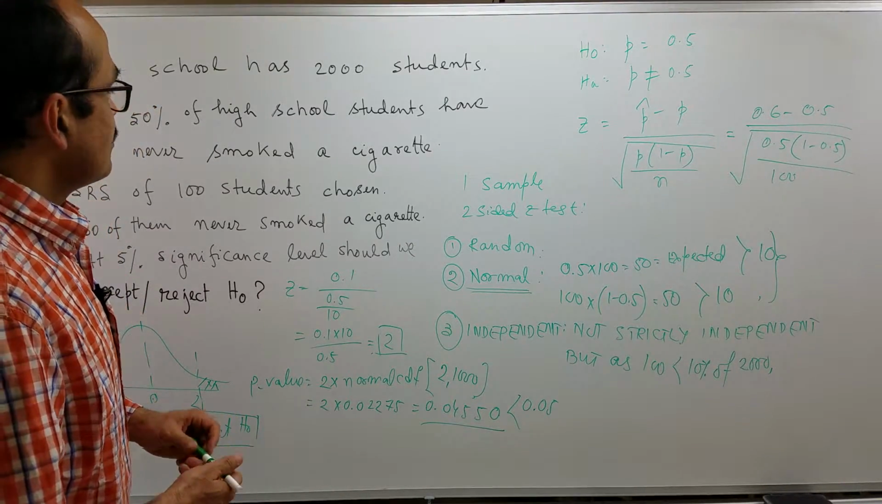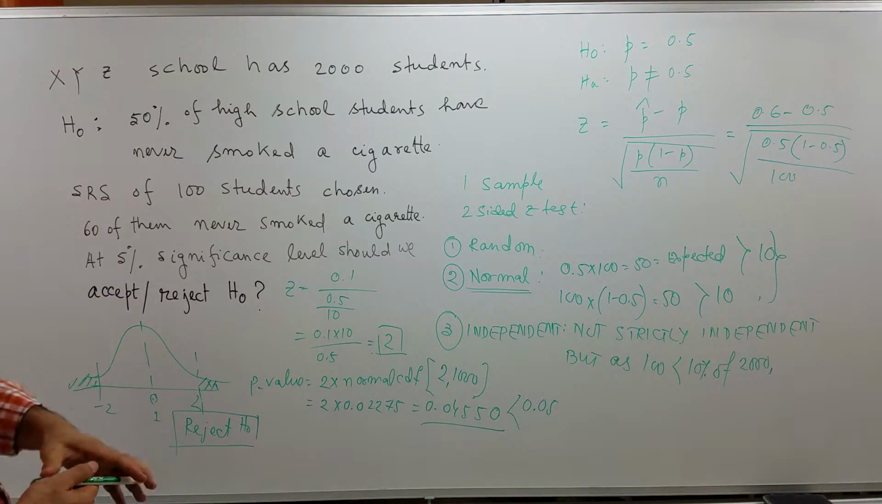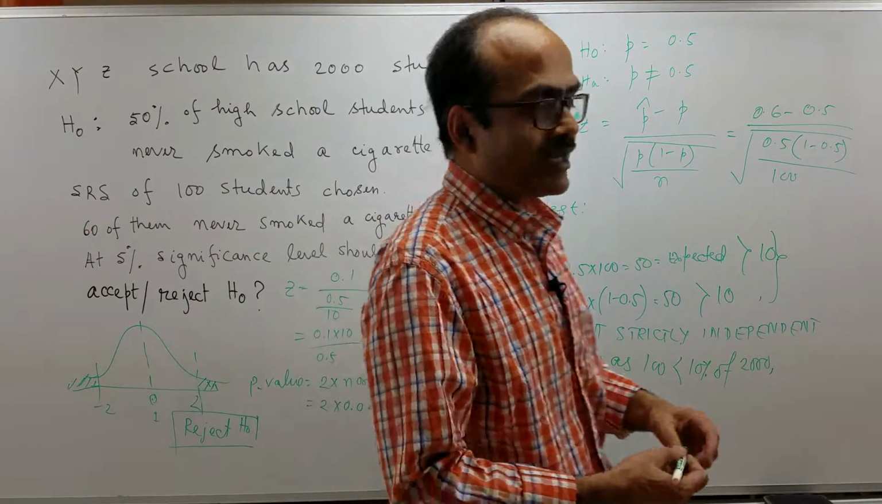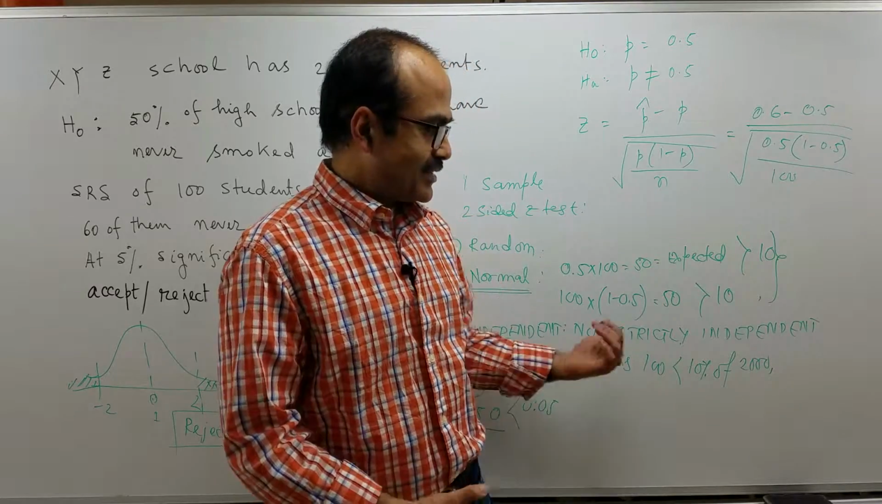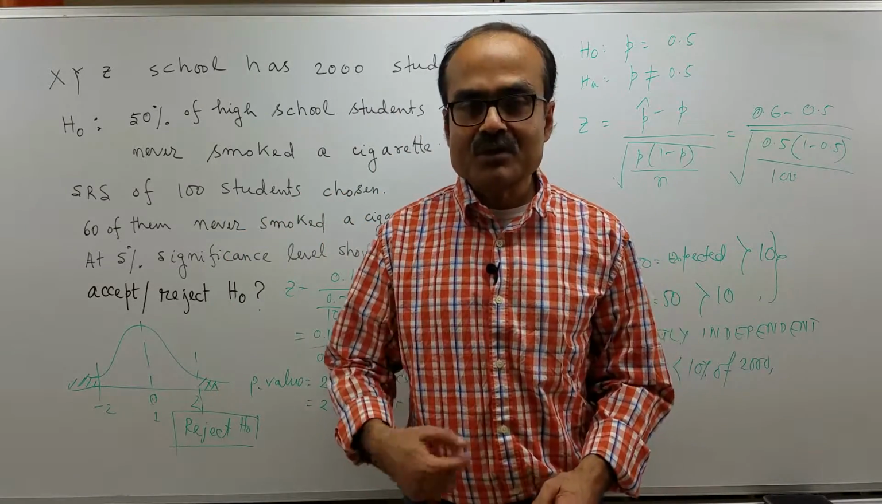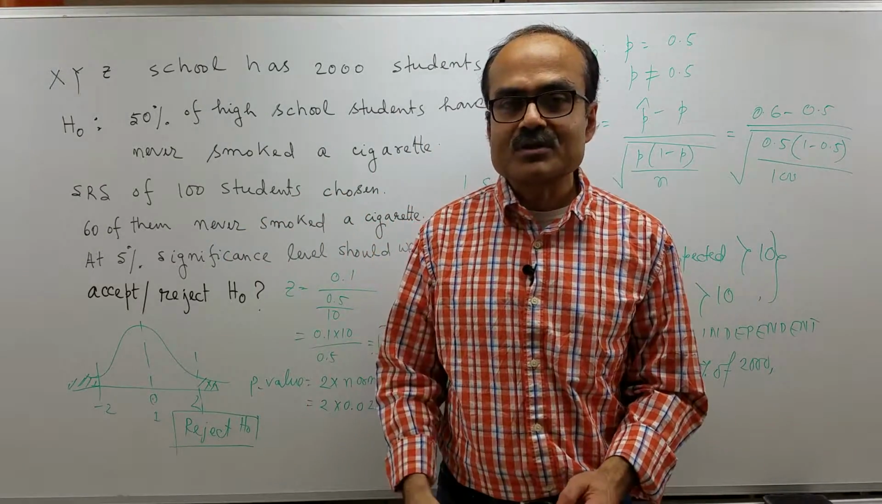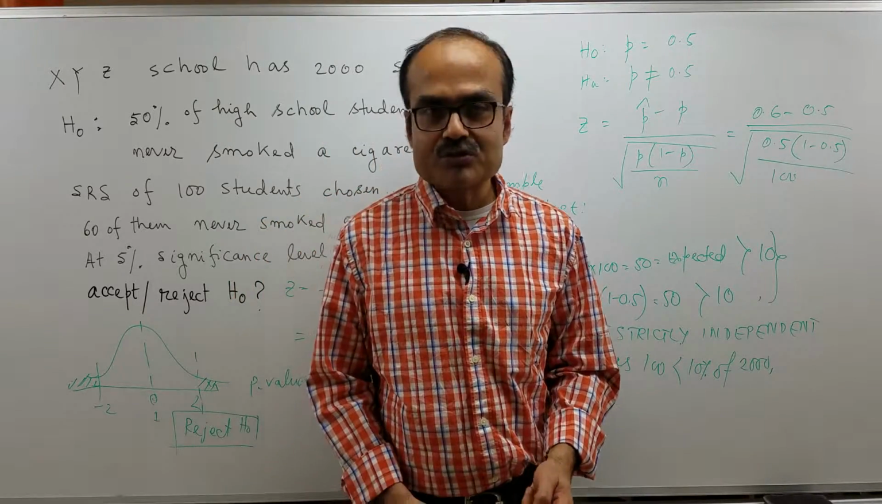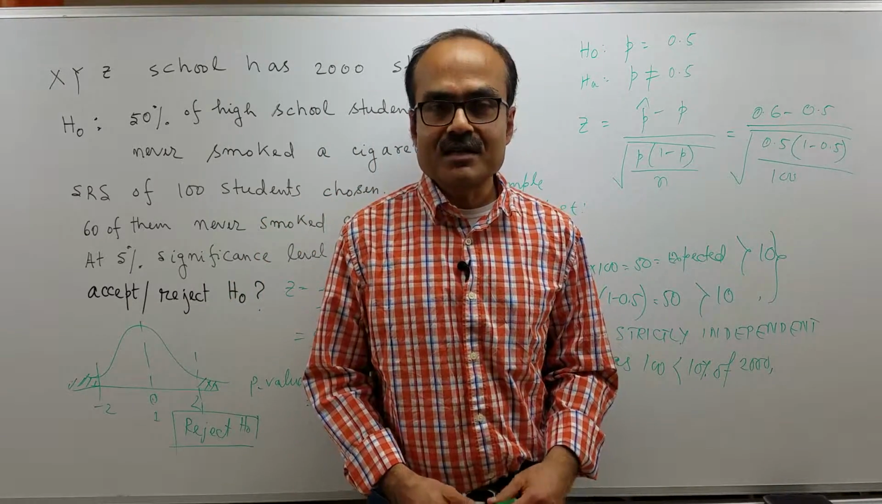So, 50% of high school students have never smoked a cigarette. That was the null hypothesis, and after this test we have come to the conclusion that this null hypothesis is not true at 5% level of significance.